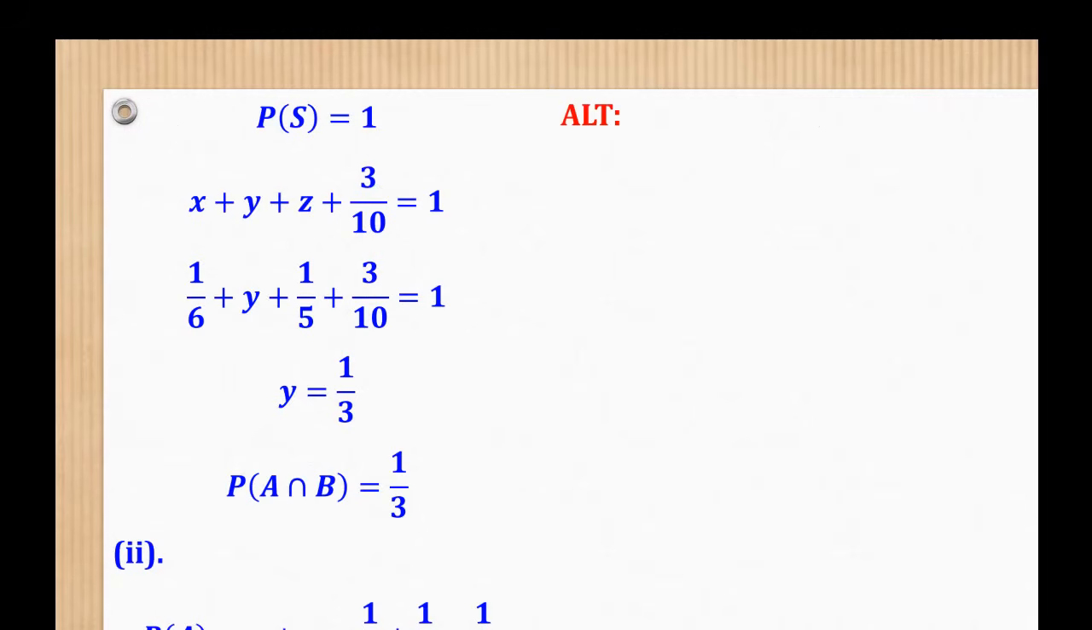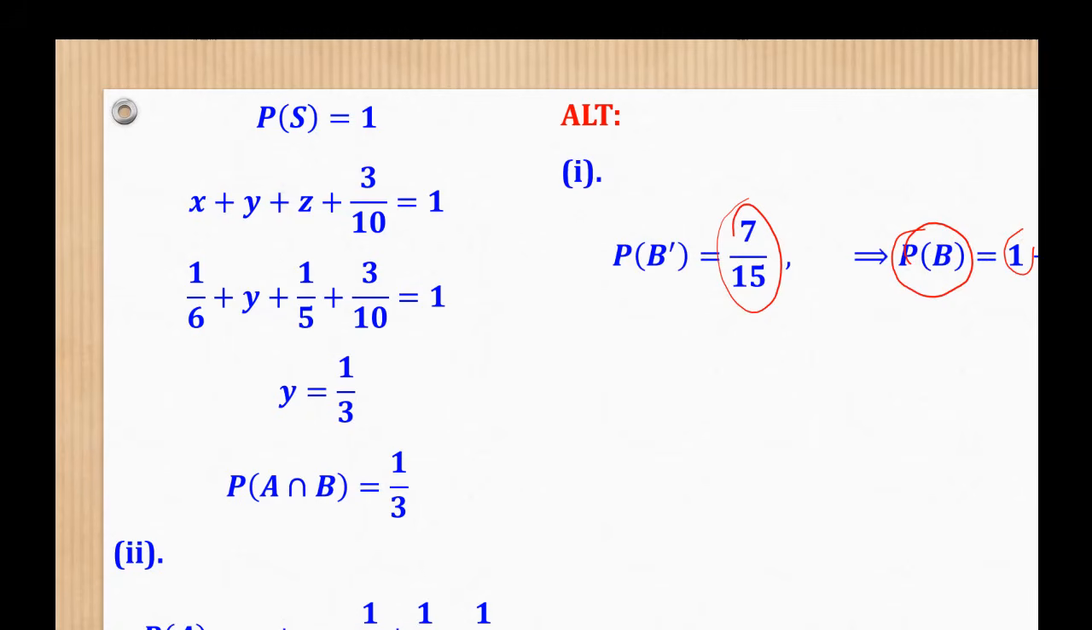So that is if you are using a Venn diagram or set theory. What if you are using a contingency table? What do you do? So you'll come and say probability of B complement is this. I think we saw that. That means the probability of B is 1 minus its complement to give you 8 over 15.